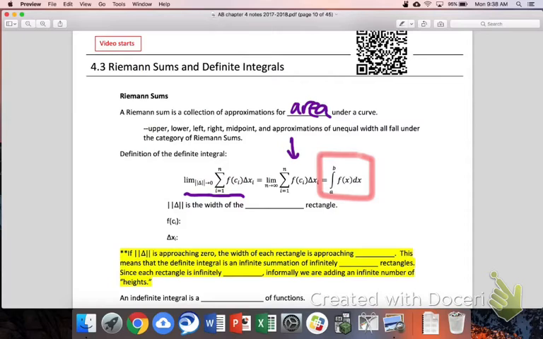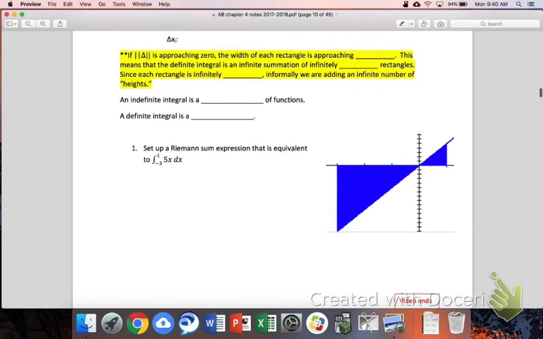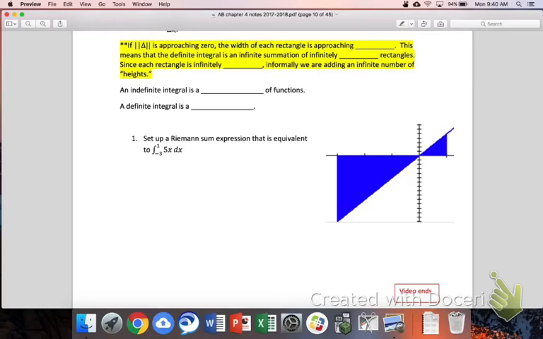So let's see here. Down below, you can see this below the yellow highlighted section, it says an indefinite integral, which is what we've been doing for a while. An indefinite integral is a blank of functions. What did you put in there? See it? Say again? Family. It's a family of functions, that's right. And the family of functions really just depends on what the plus C is. So it's a family of functions, could be a specific function depending on what the plus C is.